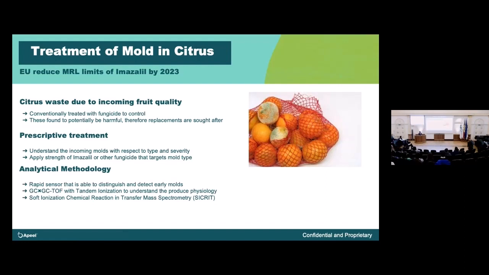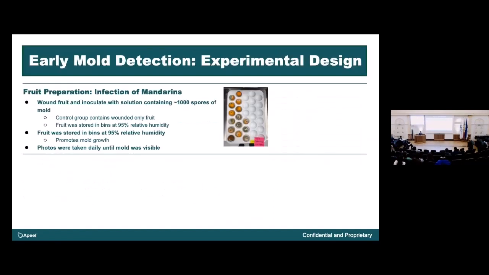What we used here was our GC-GC-TOF with thermal desorption, and also a new sensor that was using soft ionization chemical reaction and transfer mass spectrometry. This is more like an electronic nose that uses a mass spec.